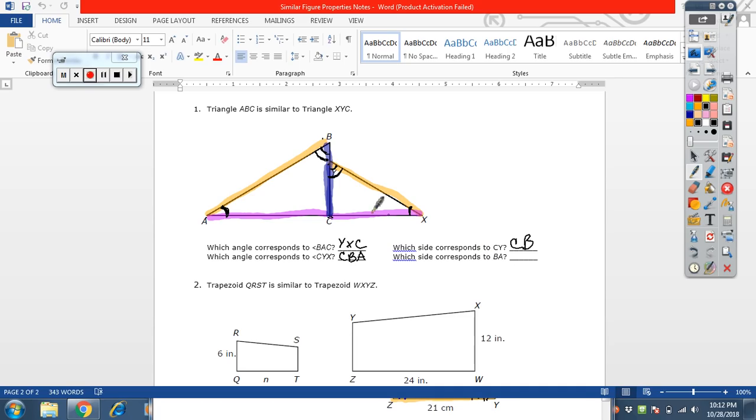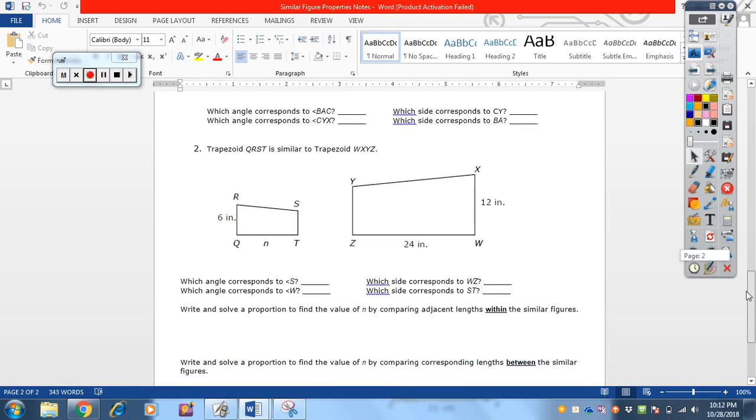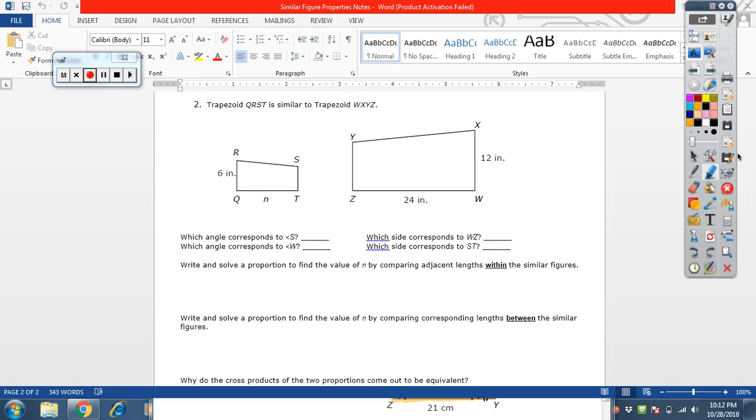Which side corresponds to BA? XY. Not too bad? So if you think you can color code this one, go ahead and try. Hit pause and try. If you're not sure, think about how you do it, and then I'll show you before you take your colors to it.